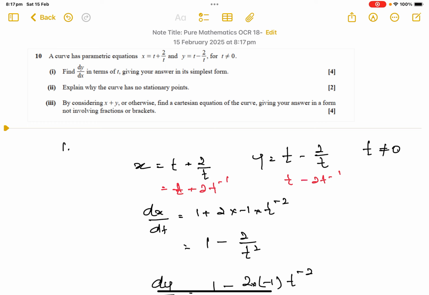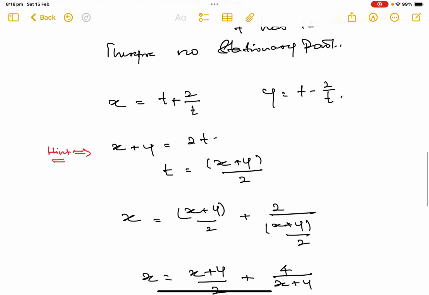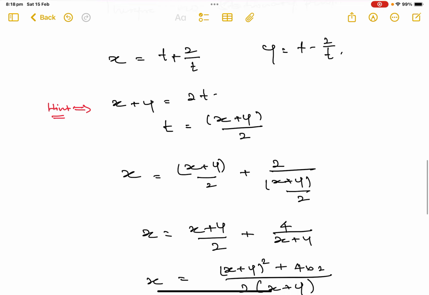By considering x plus y, or otherwise, which just gives us a hint, find a Cartesian equation of the curve, giving your answer in a form not involving fractions or brackets. So, simplest form, standard. They actually gave us a hint: start with x plus y. We know x equals this, and y equals this.